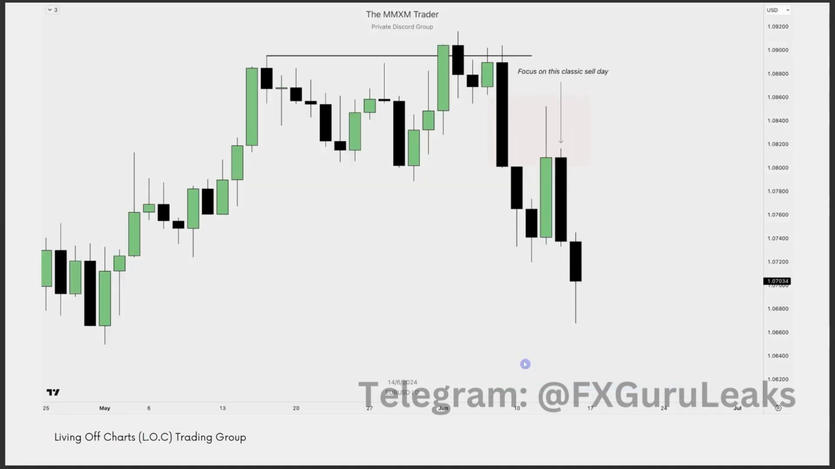So over here we're talking about those classic sell day profiles, right? We've got the EUR/USD daily chart. We hit a key level, right? We had a breaker, fair value gap. We hit that, close inside, and then we focus on the next day for a classic sell day profile.